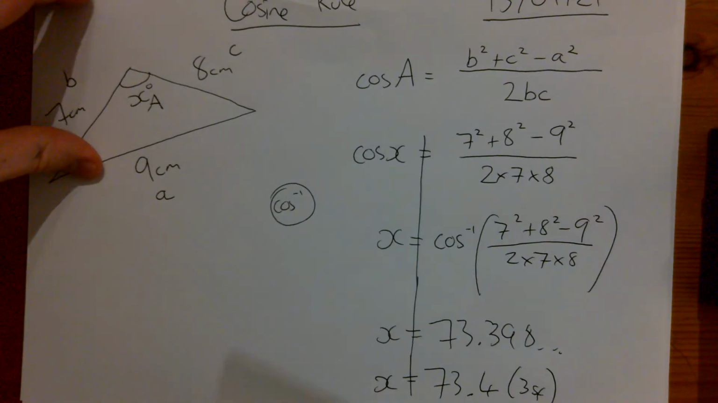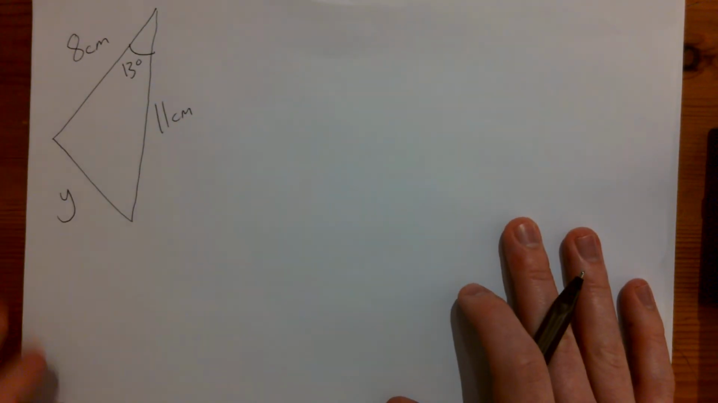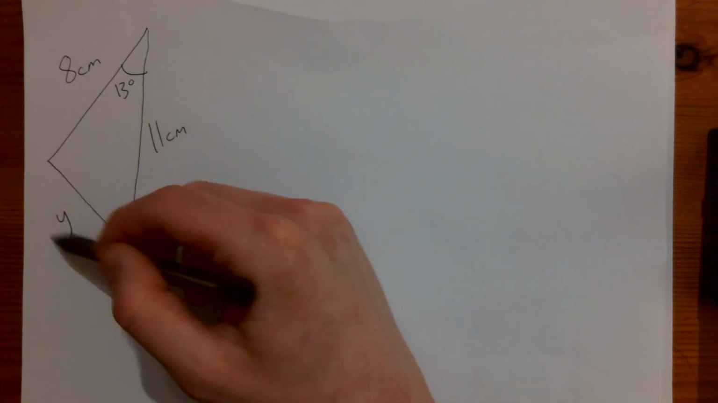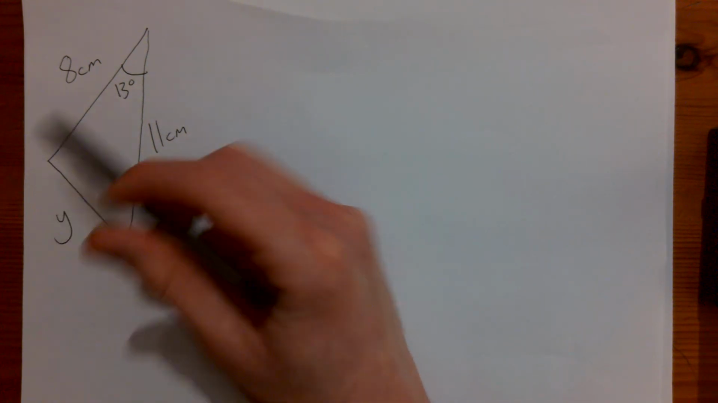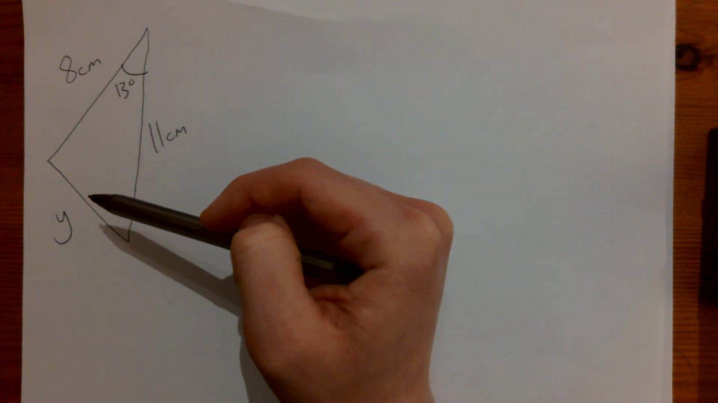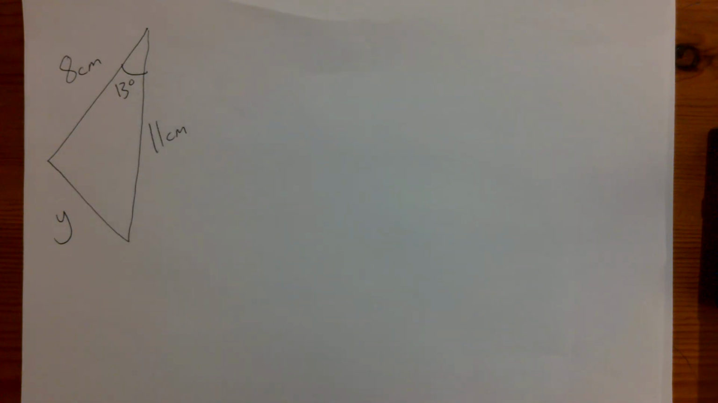So here's my triangle, and like I said, my clue that it's cos rule. If I want to find a side and I know the other two sides and an angle, then that's my cue to use cos rule. So we're going to go through those same steps again.